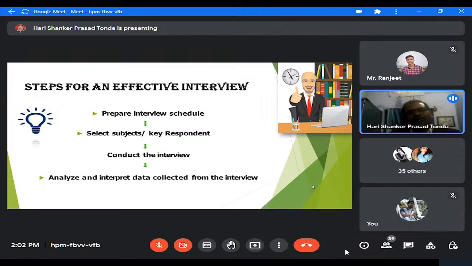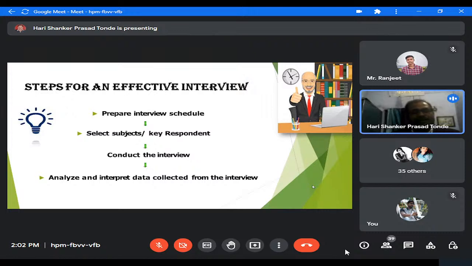What are the particular areas through which we are going to point out the questions regarding your interview? This is the preparation of the interview schedule. Select subjects, the key respondents. You have to find out the subjects and the respondents who are responsible for answering your research problem. Conduct the interview, and analyze and interpret the data collected from the interview.